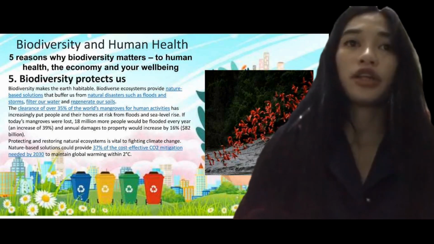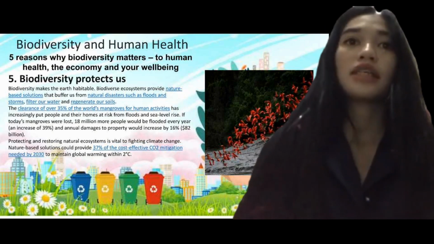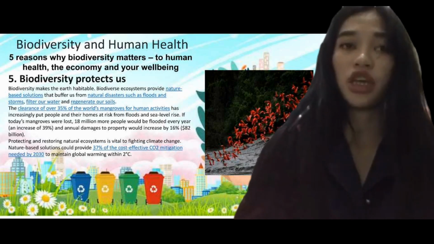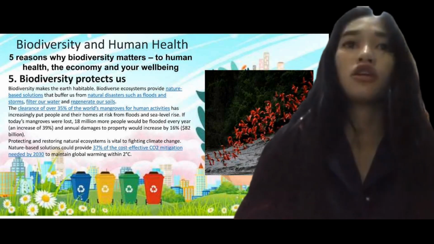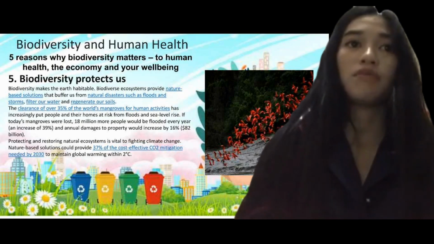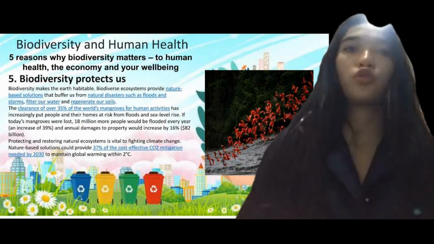Protecting and restoring natural ecosystems is vital to fighting climate change. Nature-based solutions could provide 37% of the cost-effective CO2 mitigation needed by 2030 to maintain global warming within 2 degrees Celsius.